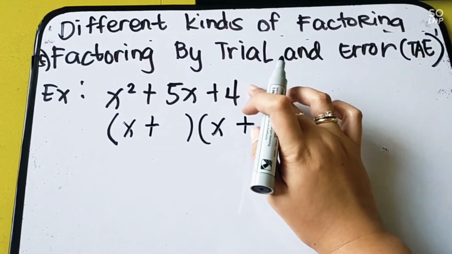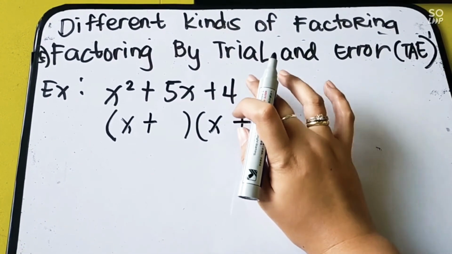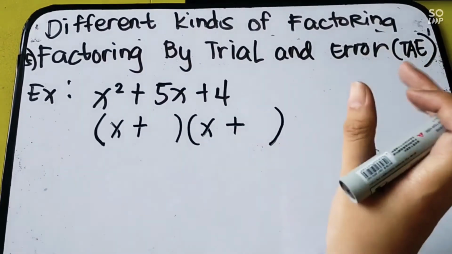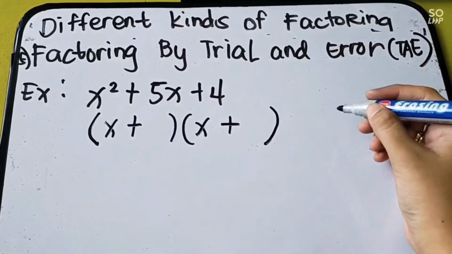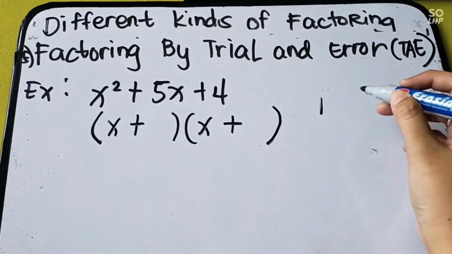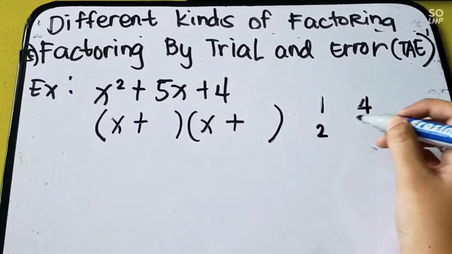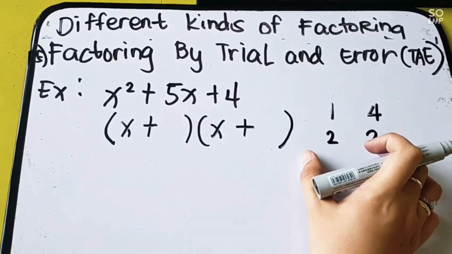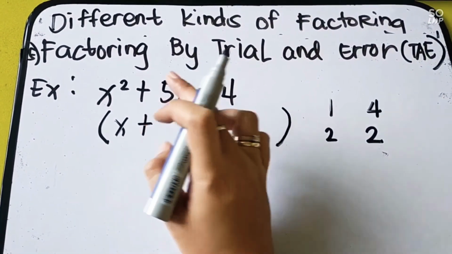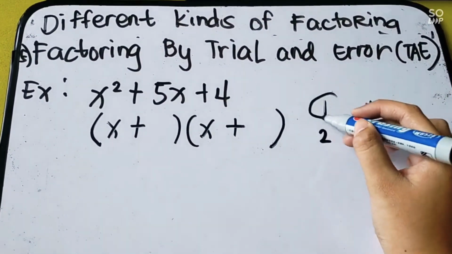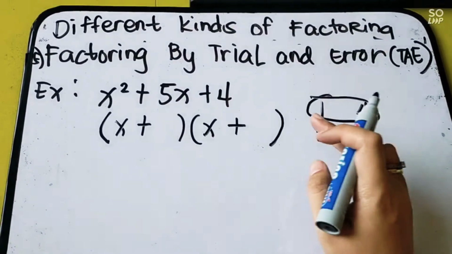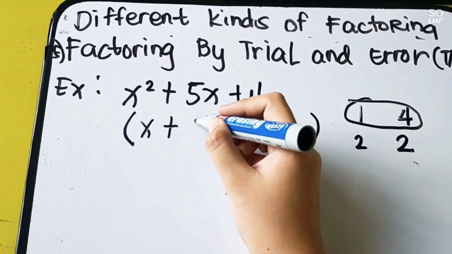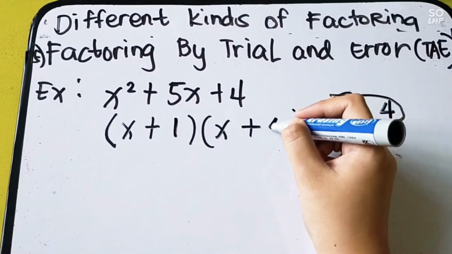Now, this one, try ka ng factors ni 4. What are the factors of 4? When you multiply the two numbers, the answer is 4. Ang sagot, pwedeng 1 at saka 4, pwedeng 2 and 2. Now, what are those factors na kapag pinag-add mo, ang sagot ay 5? Definitely, the answer is 1 and 4. When you add 1 and 4, the answer is 5. So, just write here 1 and just write here 4.